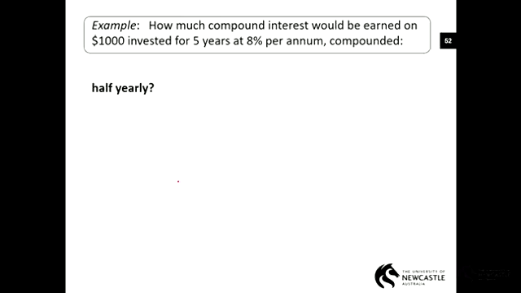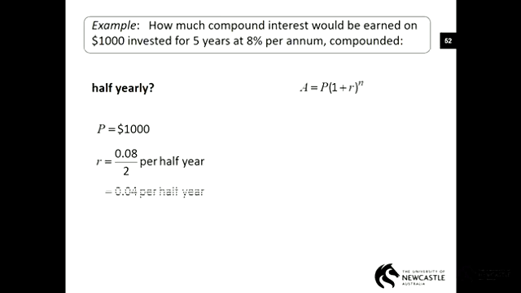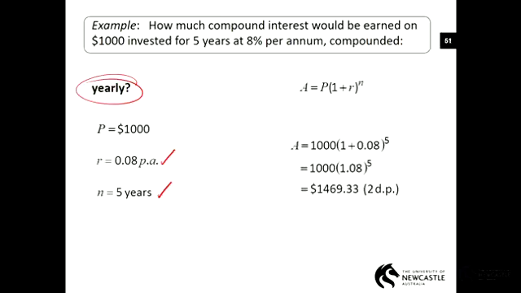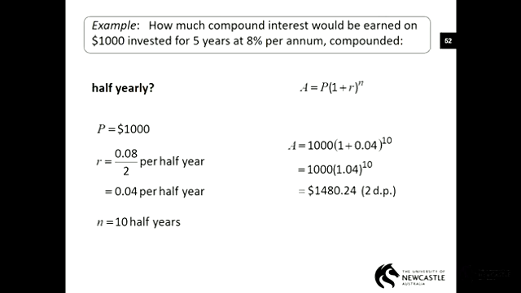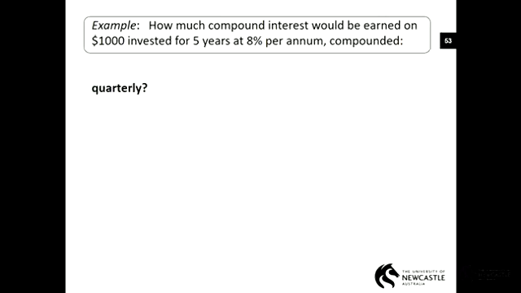In the next question, if it says half yearly, I need to know my interest per half year. I need to know my number of half years. Well, the principal amount is still $1,000. If it's 8% per year, it's going to be 4% per half year. If I've got 5 years, that's 10 half years. Stick it all in. And what was the last one? The last one was 1469. Now we've made more interest at 1480. We made $11 extra.